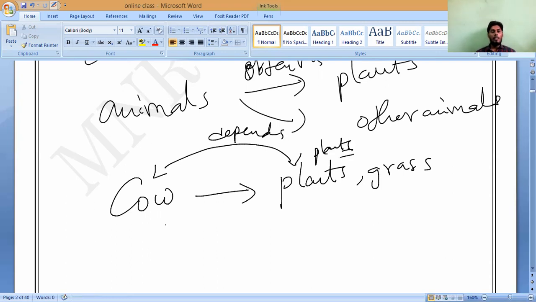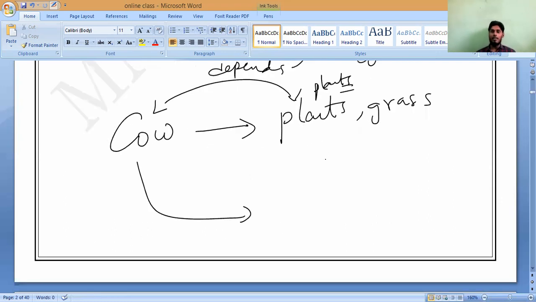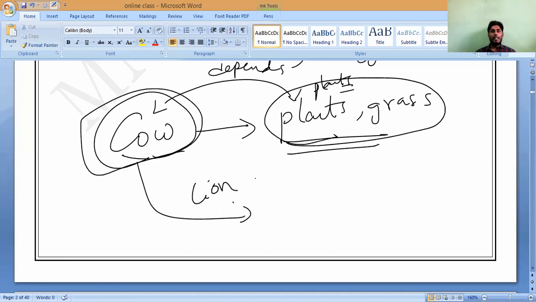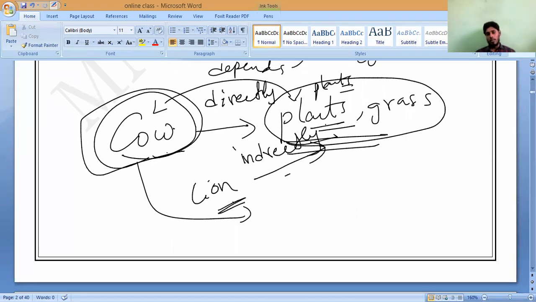Plants and grass. This cow is eaten by so many animals and even human beings. So many people will eat this cow. In that sense, we are not eating the plants. Suppose you take the lion. The lion is not eating the plants, but the lion can eat the cow. So the lion is indirectly dependent on plants. Yes or no? The cow directly depends on plants, but the lion indirectly depends on plants through the cow. Yes, sir.